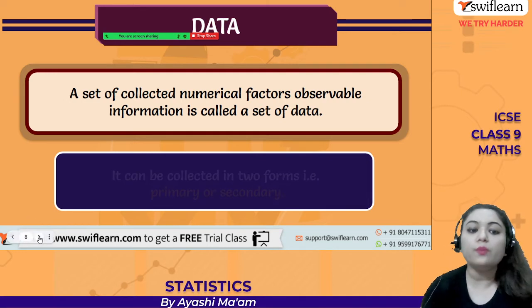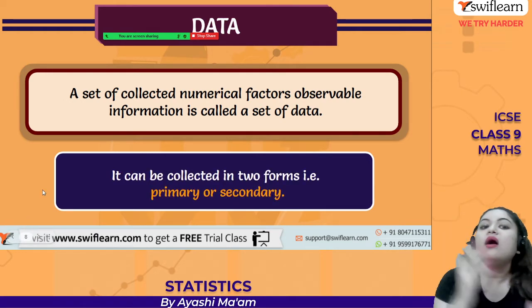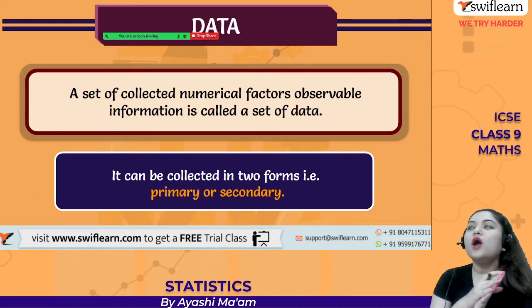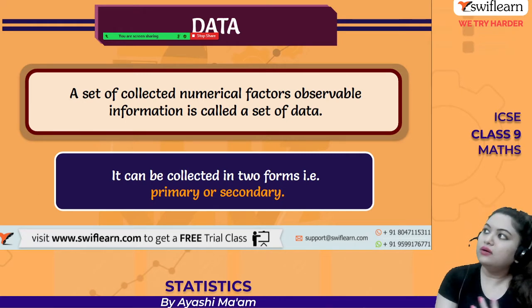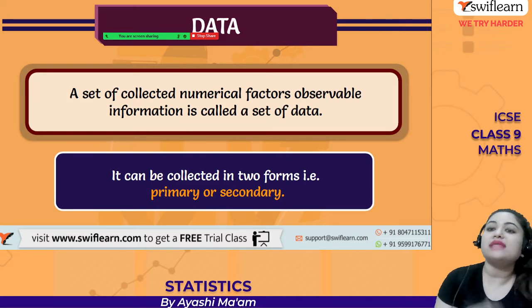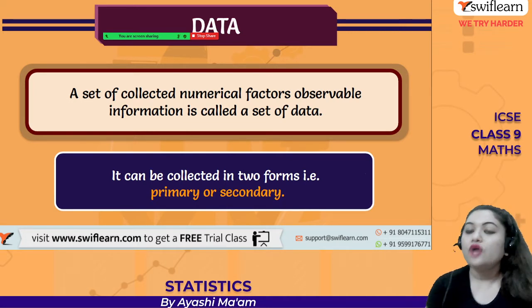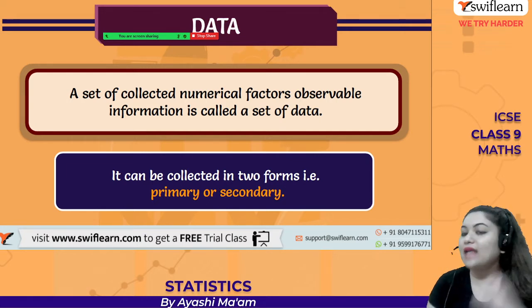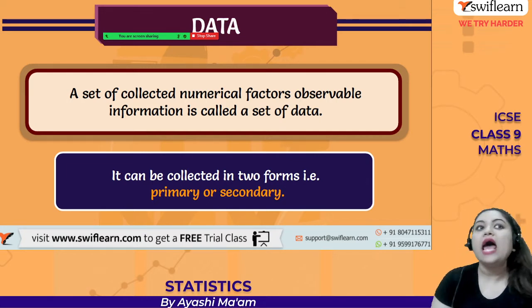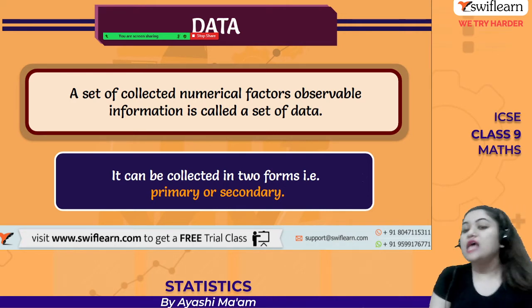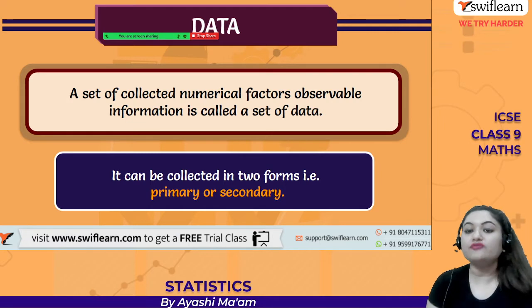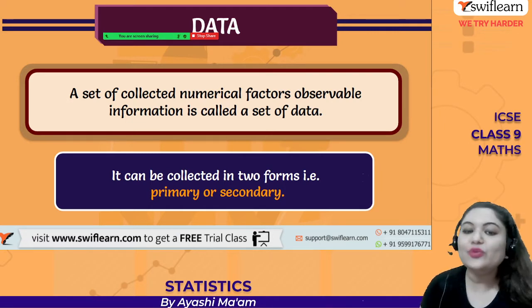So any information you collect in number form, like I told you heights, or maybe you want to see at different houses a number of plants that have survived. So this is going to form your data that in house number 1 in their garden these many number of plants survived, in house number 2 in their garden these many number of plants survived. So here we are collecting the numerical data.